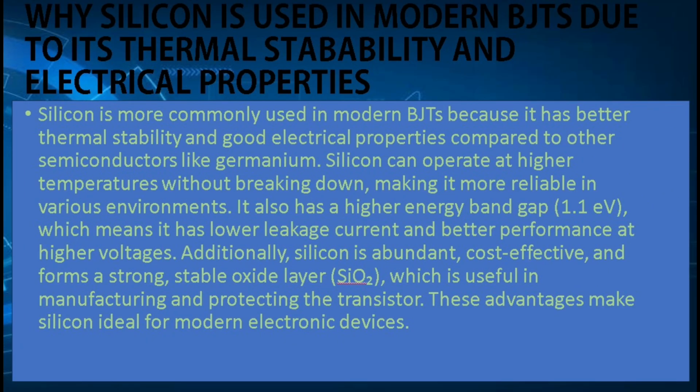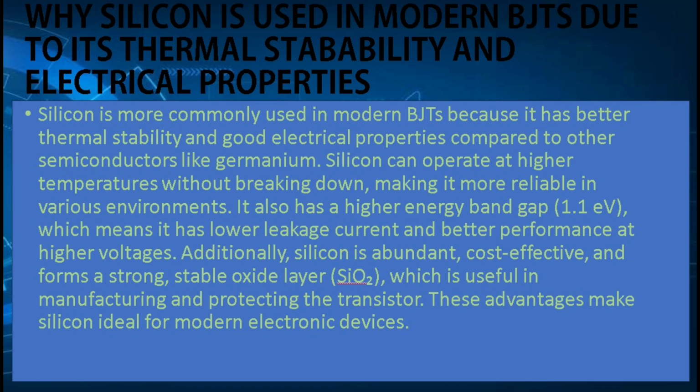Furthermore, now we are going to discuss why silicon is used more in modern BJTs. Silicon is more commonly used because it has better thermal stability and good electrical properties compared to other semiconductors like germanium. Silicon can operate at higher temperatures without breaking down, making it more reliable in various environments. It also has a high energy band gap, which is 1.1 eV, which means it has lower leakage current and better performance at higher voltages.